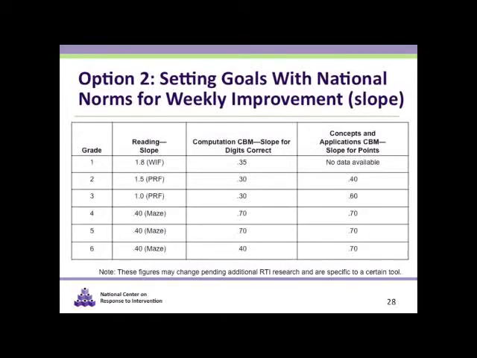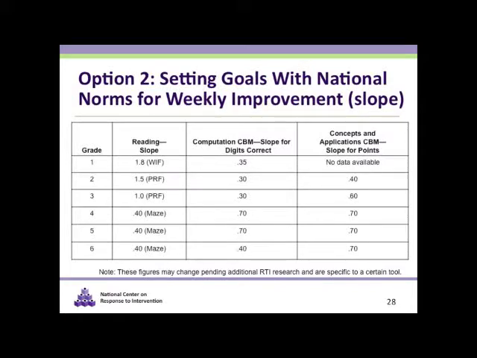The second option for setting goals is by using national norms of improvement. For typically developing students at the grade level where the student is being monitored, identify the average rate of weekly increase from a national norm chart. No national norms are available at the kindergarten level. Here are some sample national norms for weekly improvement.